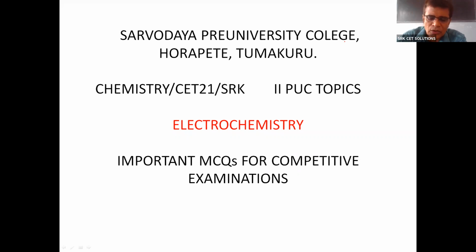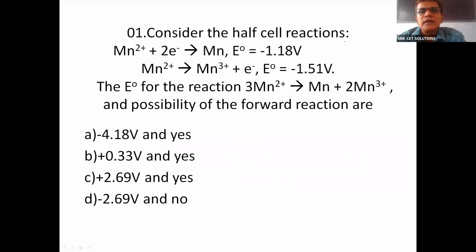So here we go. Consider the half cell reactions. Mn plus 2 electrons gives Mn, reduction. Look at this, addition of electrons, or reduction. So there are two reactions of reduction, and these are their standard reduction potentials. I'll write it as SRP, standard reduction potential values.